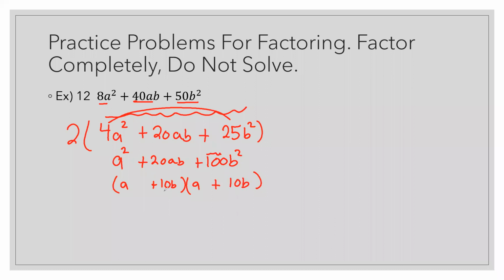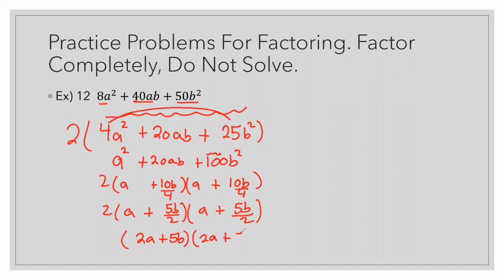And then divide this 10b by 4 because we are doing bottoms up. So this is going to be a, and then 10 divided by 2 is 5, 4 divided by 2 is 2. This is a plus 5b over 2. And then also don't forget about this 2. And then 5b over 2 is a fraction that cannot be reduced. So what you're going to do is put the 2 in front of the a. So that's 2a plus 5b. Same thing here. Put the 2 in front of a. So that's 2a plus 5b.